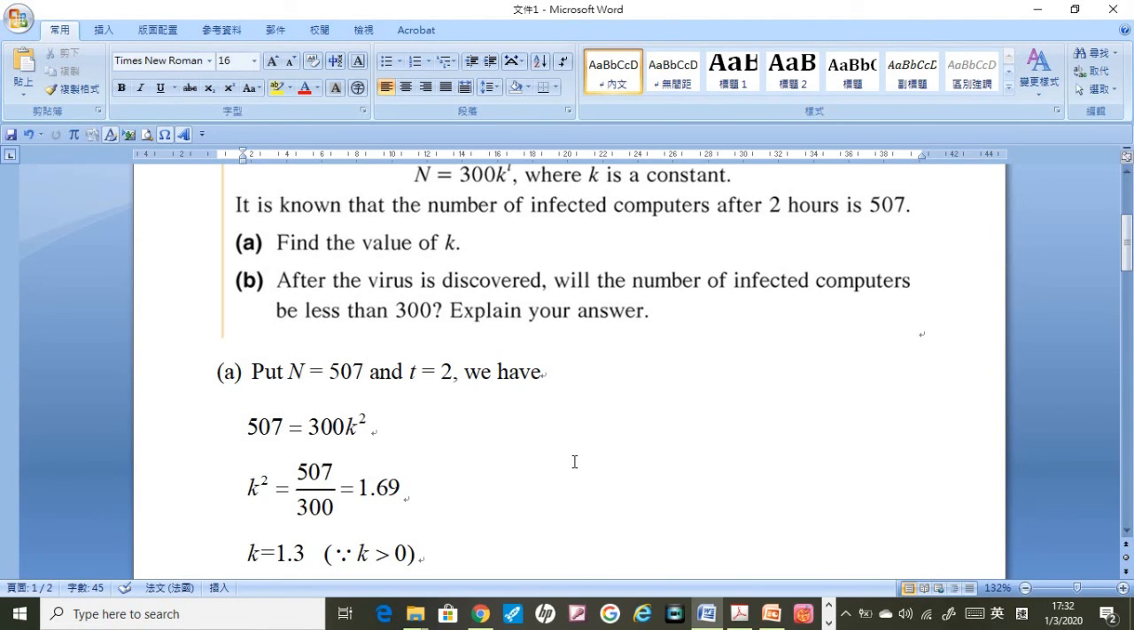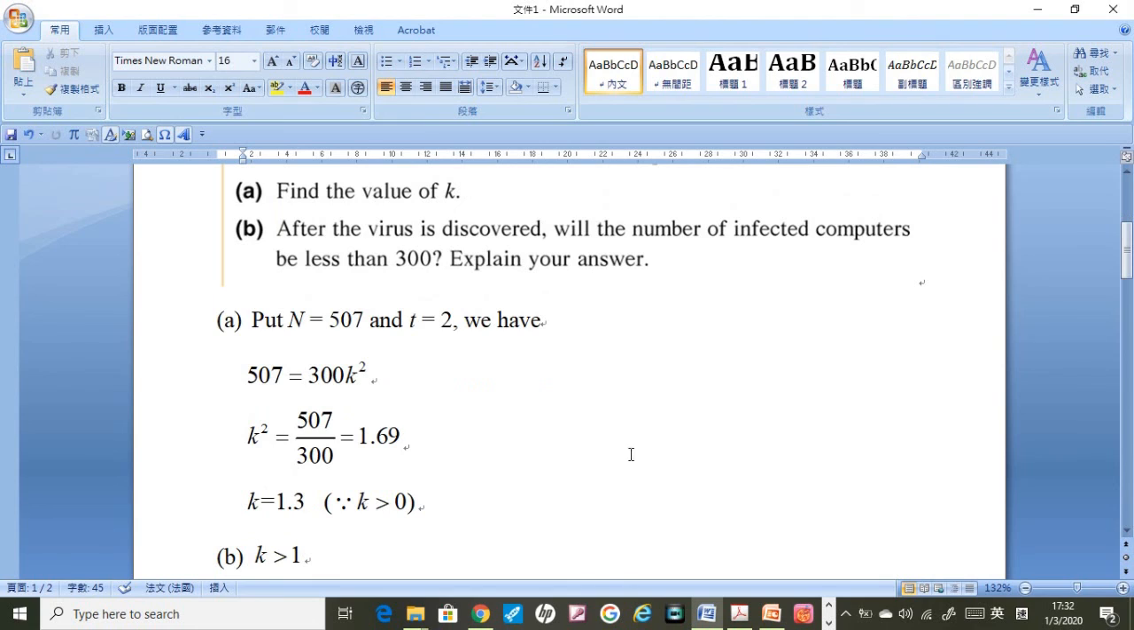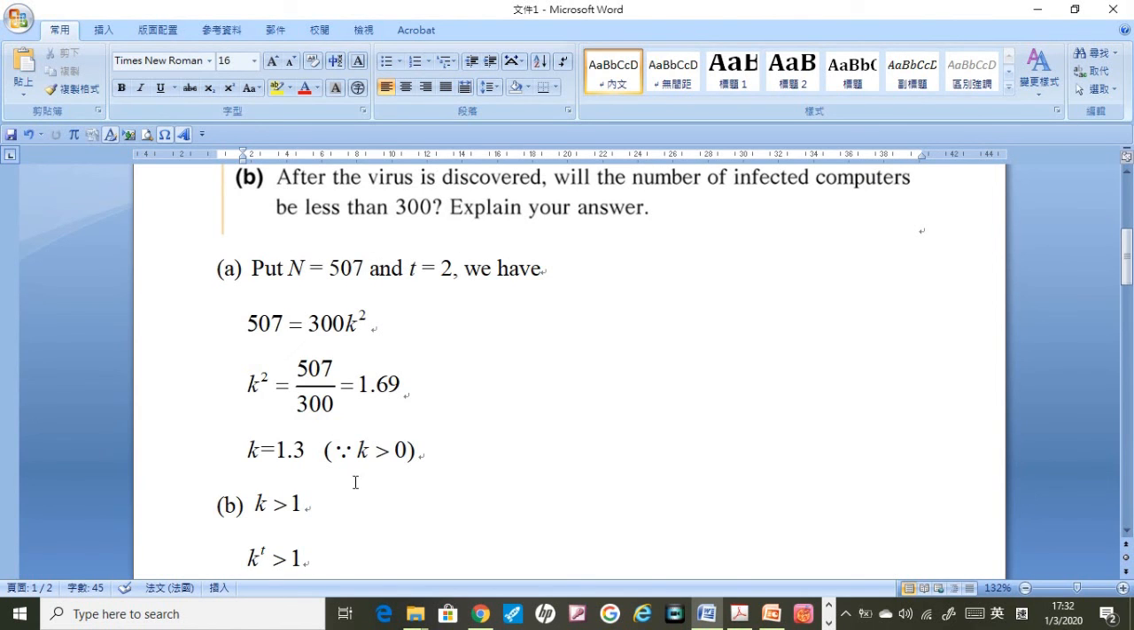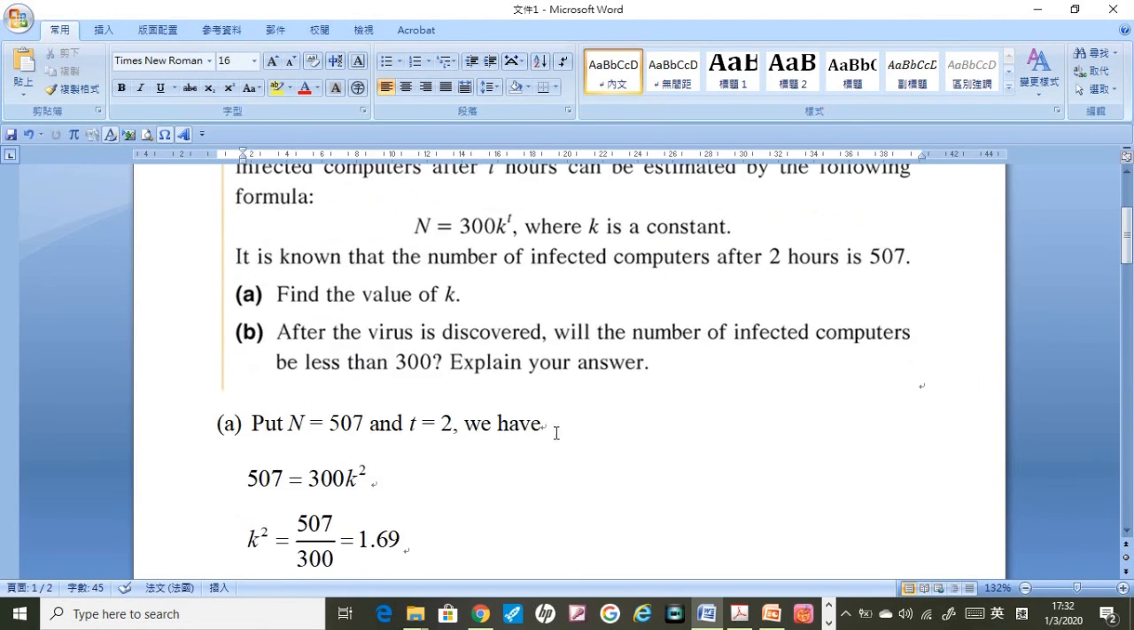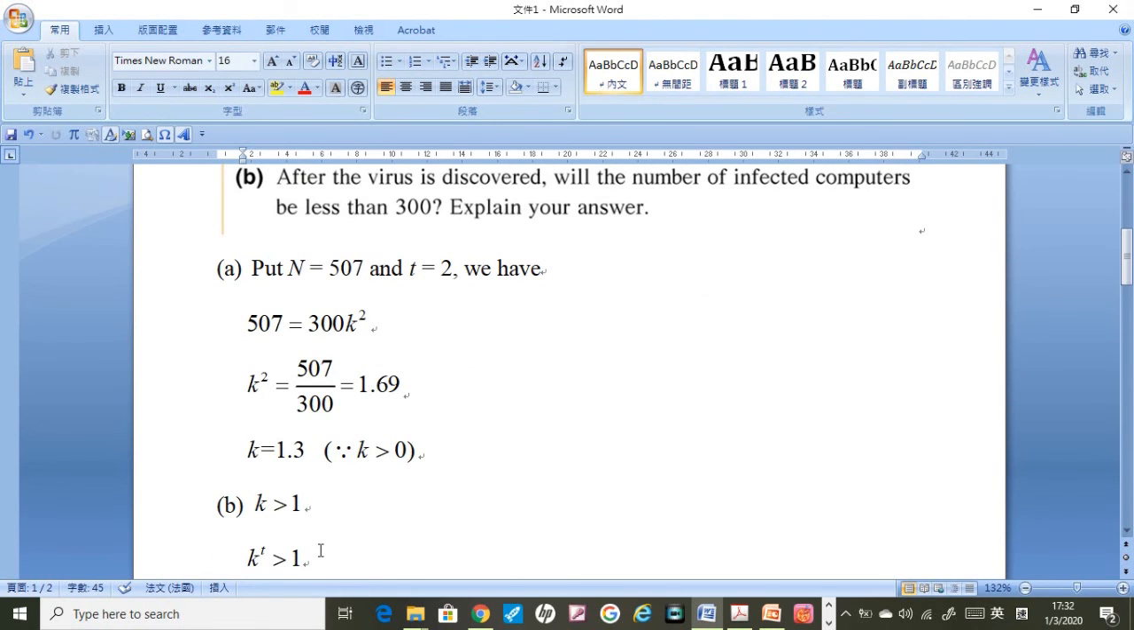Now we have k equal to 1.3, and we know that this k must be a number greater than 1, so we first write that down. If this were less than 1, you would write down k is less than 1 and greater than 0. Now k is greater than 1, and when you raise it to a positive power t here, it is still greater than 1.